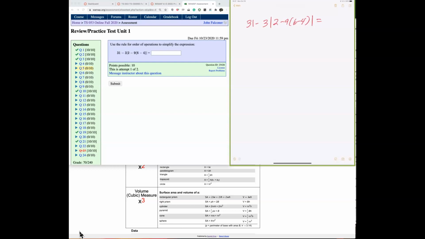So, PEMDAS: parentheses, exponents, multiplication or division, addition or subtraction. And of course, parentheses also includes curly brackets, square brackets, also called hard brackets, or square root signs, or the line between a numerator and a denominator. Those keep the two parts separate. You have to do all the operations before you can let them interact with each other.